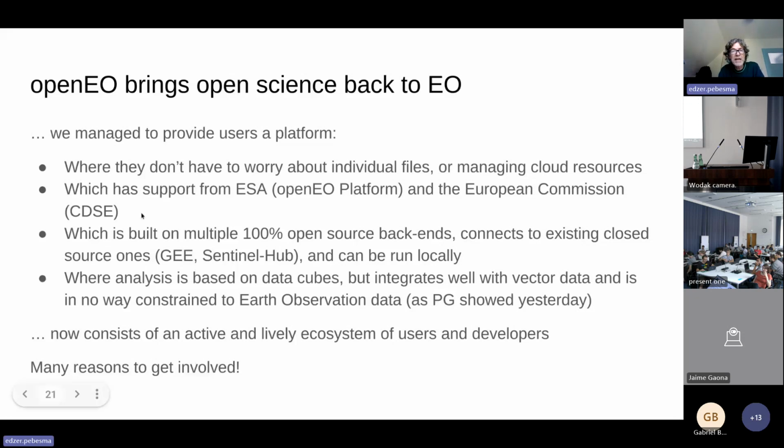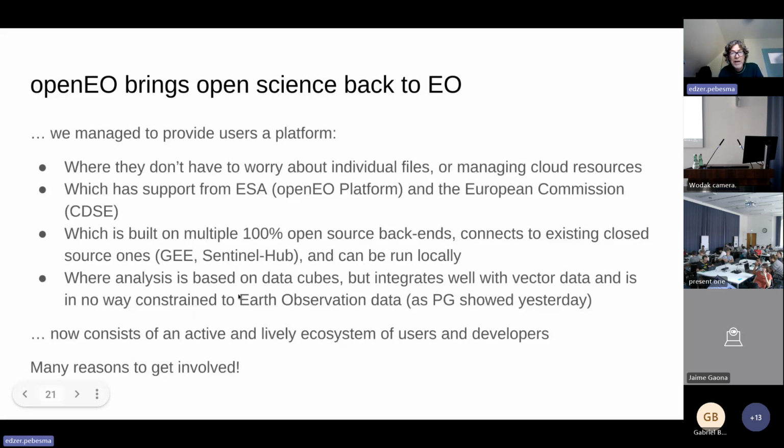The platforms have support from ESA and from the European Commission, and most of the implementations that work are built on 100% open source backends, right? That is an important thing for open science, of course. There are connections to Earth Engine and to Sentinel Hub, also because they have certain capabilities that you may still want to use, or you may want to compare them to other backends. There are also backends that can be run locally on your laptop, for instance.